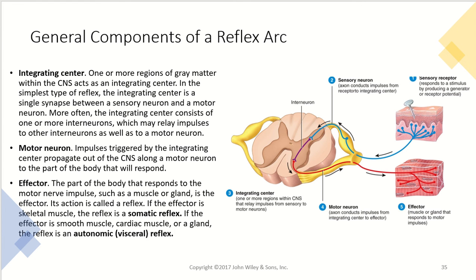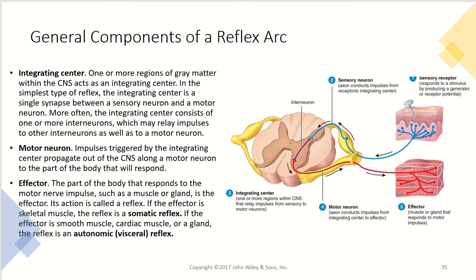So in the simplest type of reflex, the integrating center is a single synapse between a sensory neuron and a motor neuron. And more often, the integrating center is going to consist of one or more interneurons, which may relay impulses to other interneurons as well as to the motor neuron. So our next part of the reflex arc is going to be the motor neuron, which you can see here. Our motor neuron.